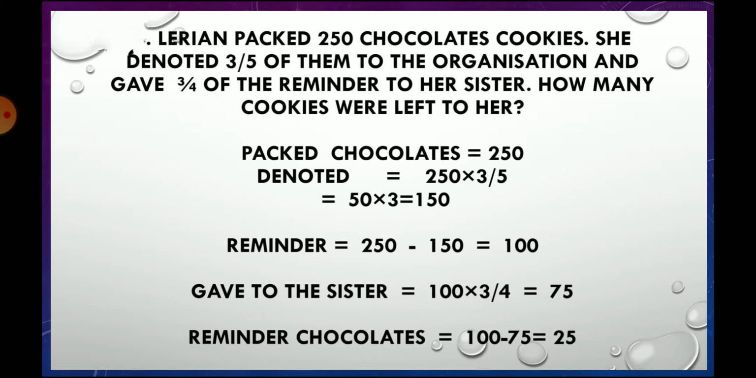Then she gave to her sister, so 100. Here 3 by 4 of the fraction she gave to her sister. Okay, so 100 into 3 by 4 is equal to 75. So how many chocolates are remaining? So 100 minus 75, it is equal to 25.